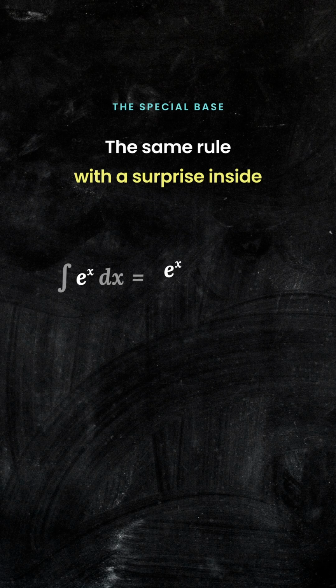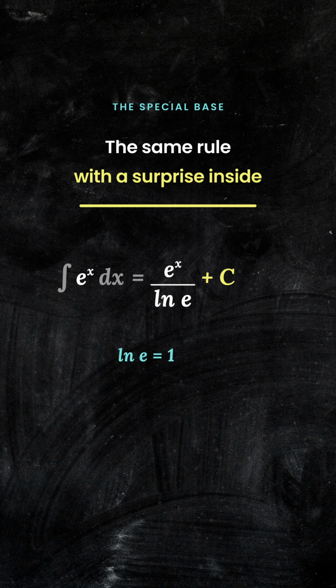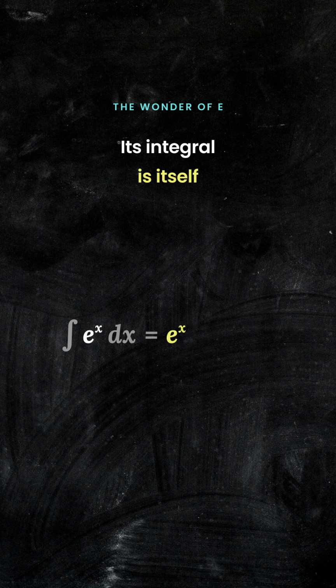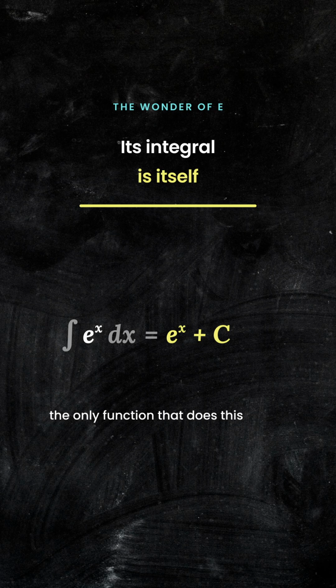If the base is the special number e and we apply the same rule, we take the function as it is and divide by ln of the base e, plus the constant c. ln of e equals 1. So we get the same function, e to the power of x, plus the constant c. So this means the integral of the function e to the power of x is itself e to the power of x. And this is one of the wonders of the special number e.